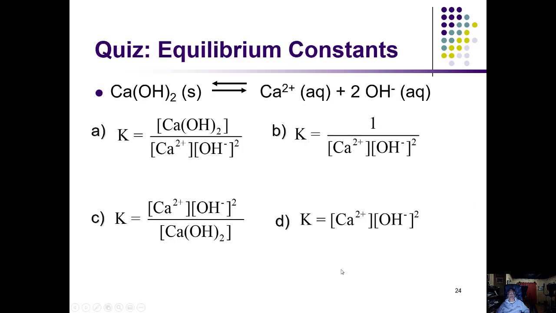Try and remember. So, quiz: equilibrium constant. Here's calcium hydroxide solid. It's going to dissociate in solution. Remember, this is a solid. Are solids going to be in the equilibrium constant expression? Here are the products. How do we write equilibrium constant expressions? If you remember, it's products over reactants.